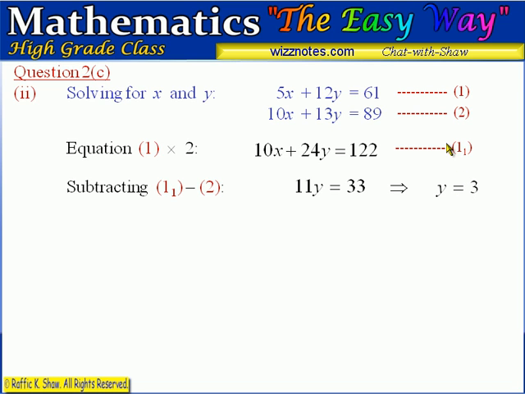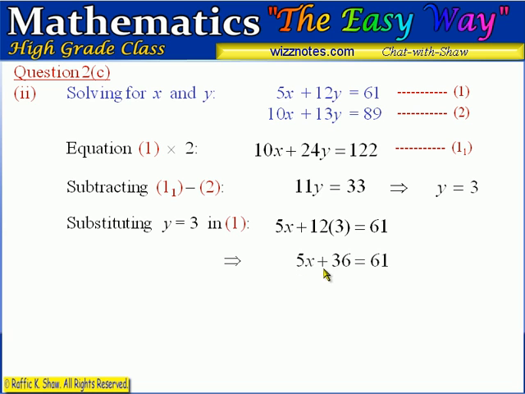And now we need to find the x value to go with this y value, and we can find that x value by substituting in any one of these three equations. And let's choose equation 1 for this next step. So we're going to substitute y equals 3 into equation 1 so we can find the x value. And by doing that, it becomes 5x plus 12y, y is 3, so it becomes 12 multiplied by 3 equals 61. And so this reduces to 5x plus 36, because 12 multiplied by 3 is 36, and we have 61 remaining on this side. And now we want to find x.